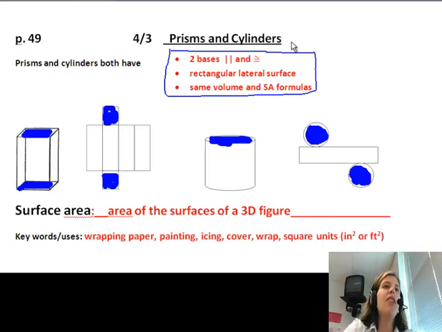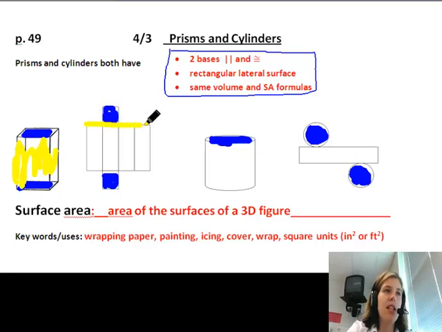And then the other thing they have in common are those rectangular lateral face surfaces. So remember, lateral is everything that is not the base. So everything else in my picture is lateral. And I see it here. And then here's the big dog right here.